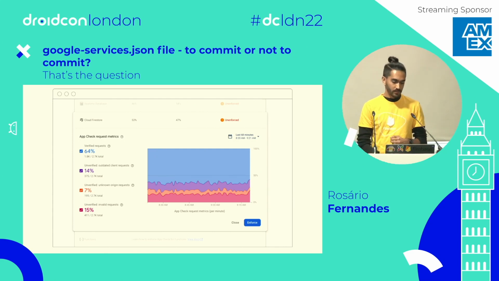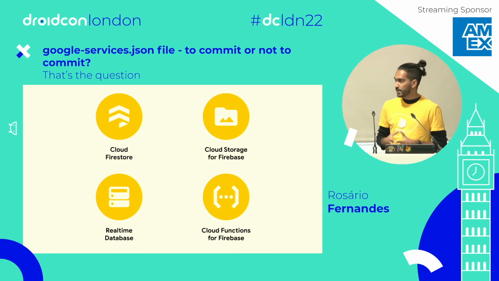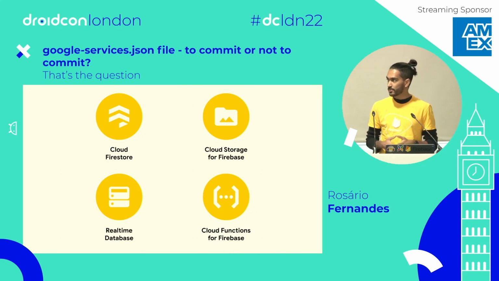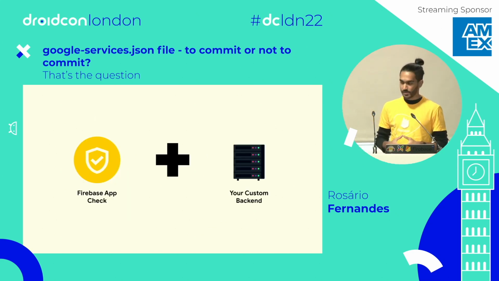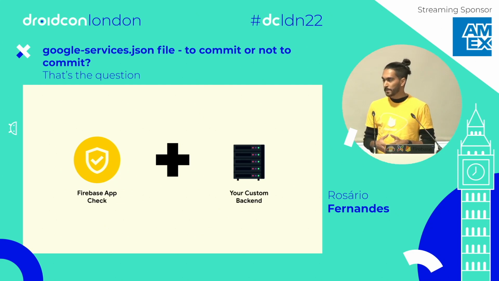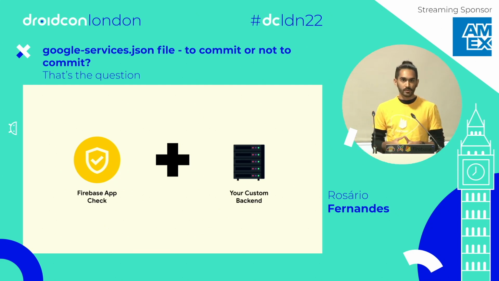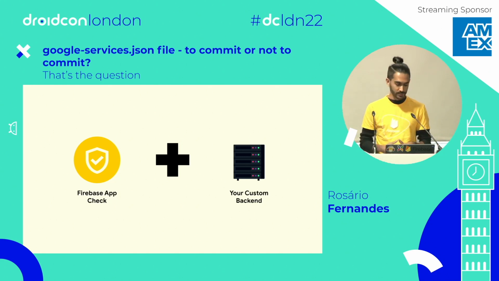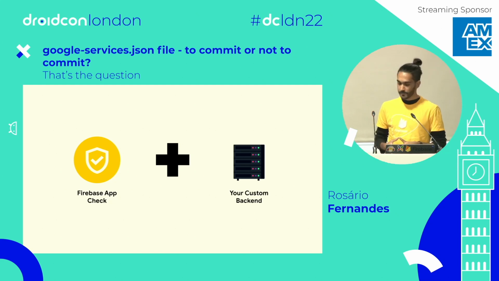As of right now, App Check is supported by 4 of our products. So Cloud Firestore, Cloud Storage, Realtime Database, and Cloud Functions. But you can also integrate it in your own custom backend. At the moment, we only have it for Node.js, so it's available in our Firebase Admin SDK for Node.js, but we're expanding support to the other languages really soon.